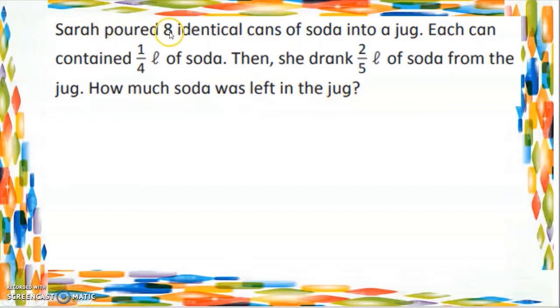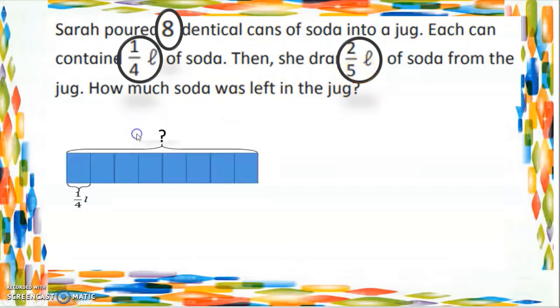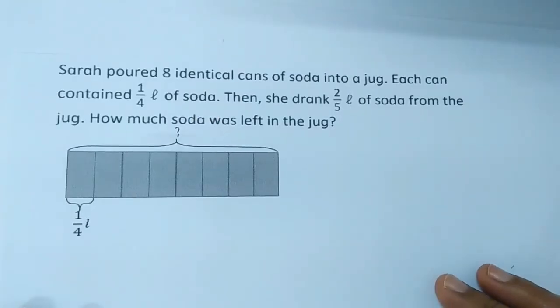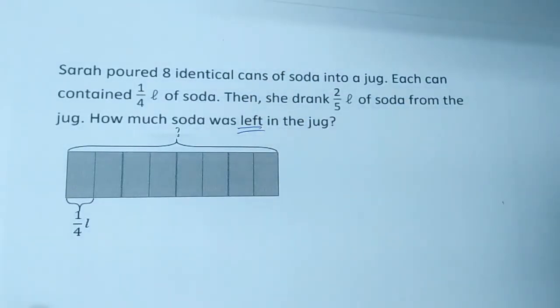Okay, we're going to take the important information. We have 8 identical cans, 1/4 liters of soda, and she drank 2/5 liters. So we're going to draw the model. So these 8 identical cans, and each is 1/4 liters. So we need to take first the total liters of the 8 cans before we can find how much soda was left in the jug.